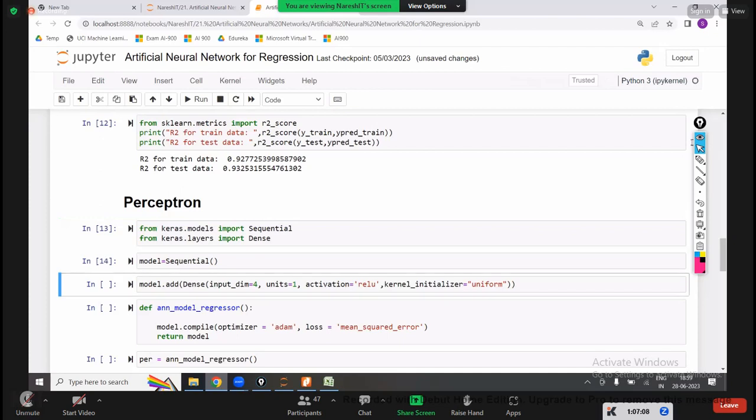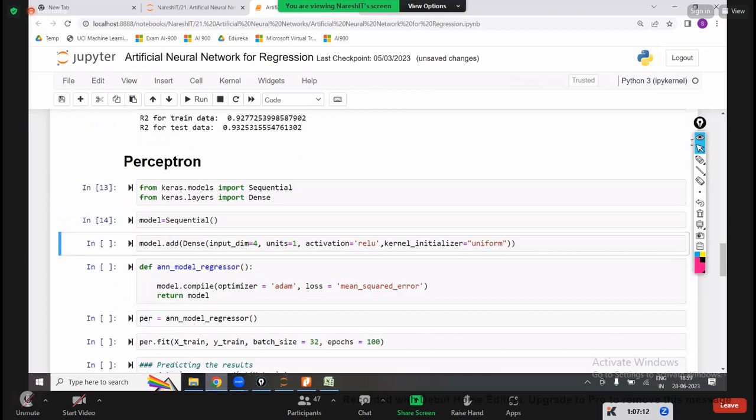Model.predict on X test, model.predict on X train. Okay. Now, once it is completed, I'm going to calculate the train accuracy and test accuracy. What I have got is around 91%.